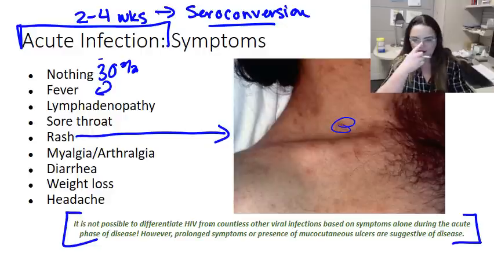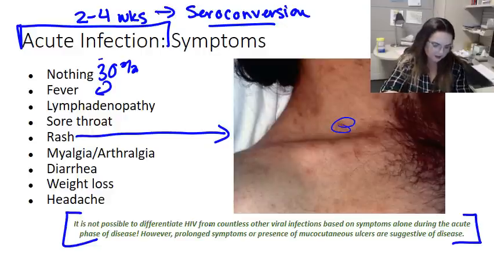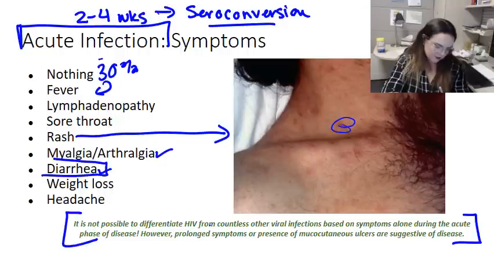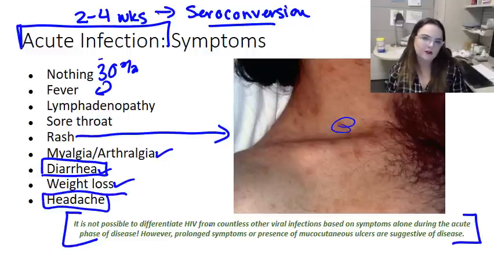Sometimes they run together. But the other symptoms are just kind of fever of unknown origin symptoms: myalgia, arthralgia, diarrhea. Anytime you have diarrhea or nausea or anything like that, you might suspect some weight loss and headache. But they're all kind of non-specific, and only about 30% of patients actually report them.